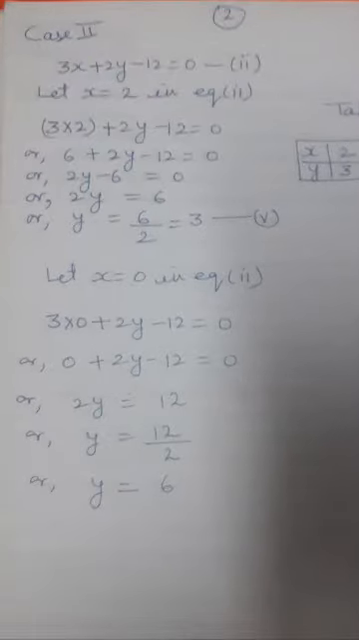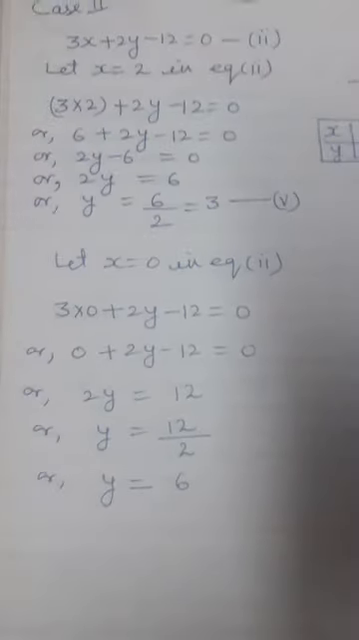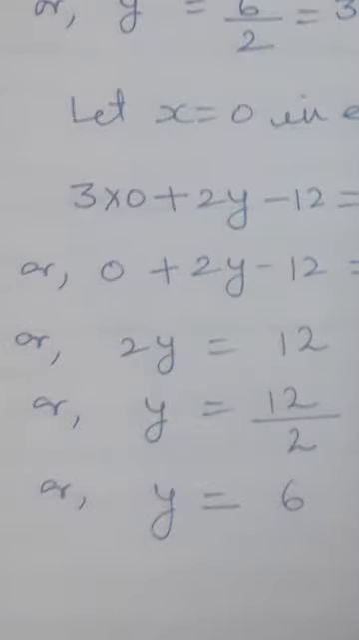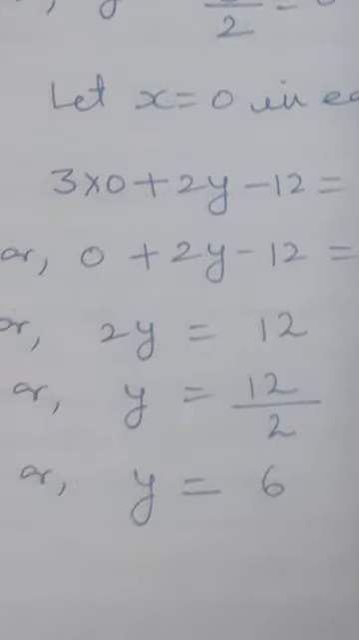Now see here, in place of x we have kept 0. 3 zeros are 0, plus 2y minus 12 is equal to 0. Or 2y, see this minus 12 is taken to the other side, then it becomes positive 12. Or y is equal to 12 by 2. 2 is getting multiplied by y. When it is taken to the other side, then it will divide 12. Or y is equal to 6. After cancellation, we are getting the value of y as 6.